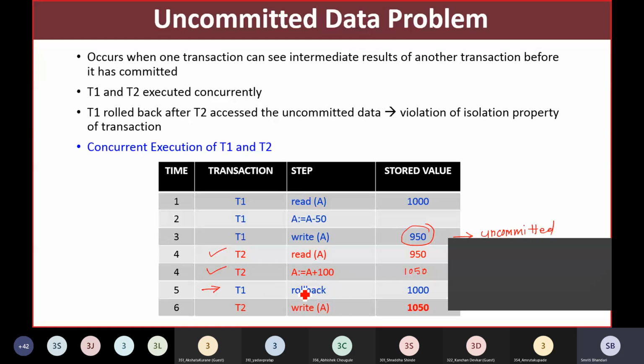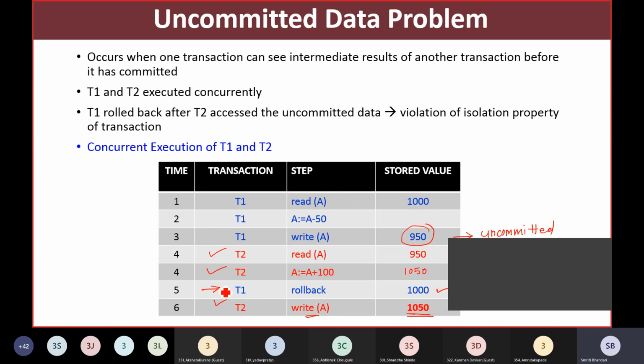So what will happen? Rollbacking of T1 means what? All the updates, those were performed, will be rolled back. So T1 will once again produce the A's balance as 1000. Right? And now T2 is writing A. So T2 has computed A's value as 1050. So T2 is writing this A. So T2 is writing 1050.